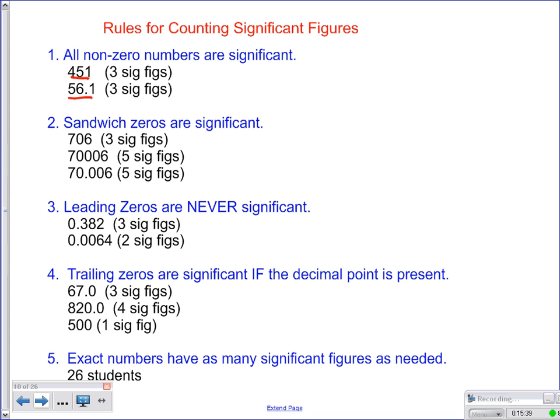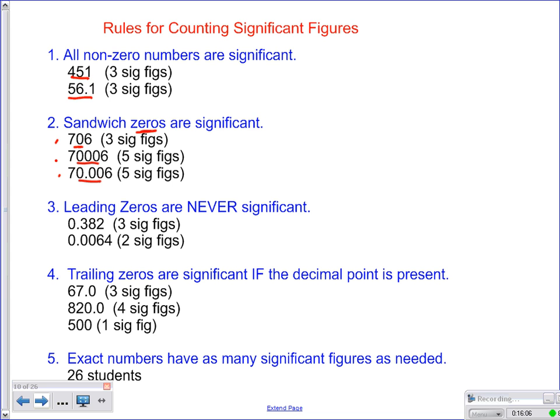Our second one, if you have zeros in there, well, if they're sandwich zeros, in other words, they're between 2 non-zero numbers, again, they are significant. They are measured values. So this zero, all of those are going to be significant. So all you do is count up all of those digits. 3, 5, 5 significant figures. So it's pretty straightforward there. Here's where it starts getting tricky.